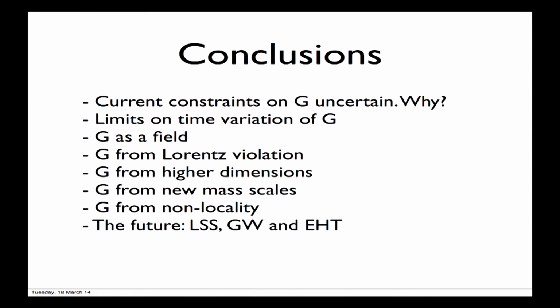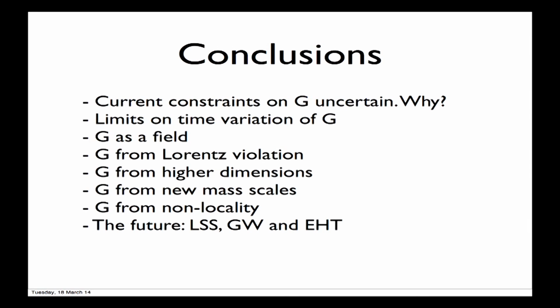One of the things that we've learned is to think of G as a field, and there's this whole route you can go down if you think of it as a scalar field, but modifications of G can arise in many different situations. And in terms of observations, there's quite extreme stuff that we can look to, which will teach us more about G. Thank you.